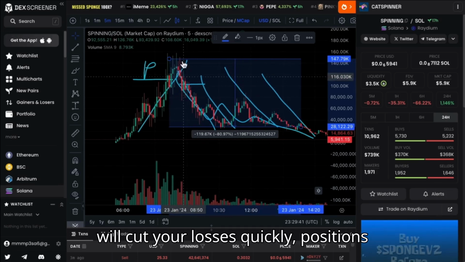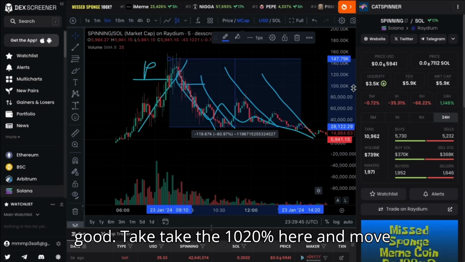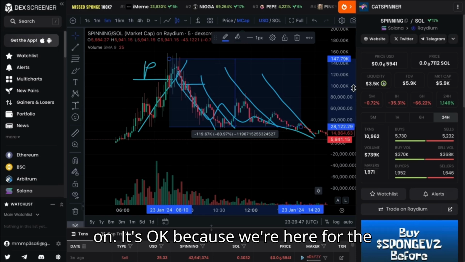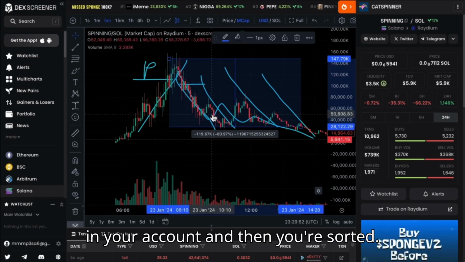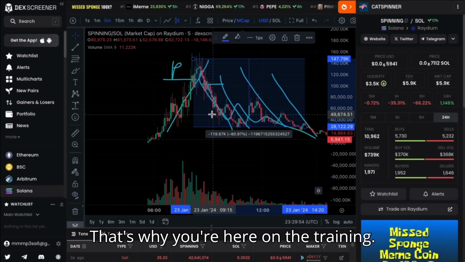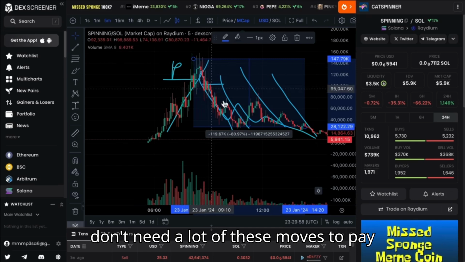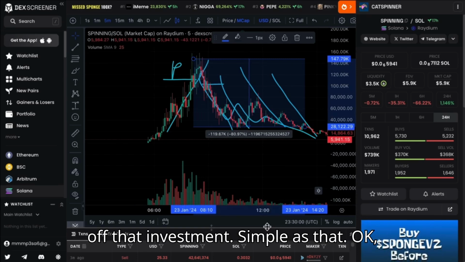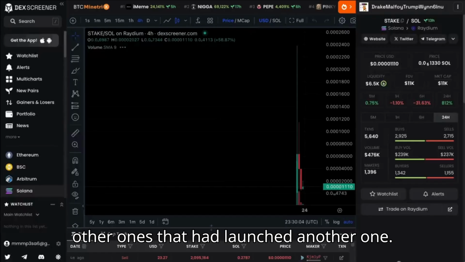You will cut your losses quickly. If a position's moving against you and it's not looking good, take the 10, 20% hit and move on. It's okay. Because we're here for the 2x's, 5x's, 10x's. Get a few of those in your account and then you're sorted. That's why you're here on the training. That's why this pays for itself. You don't need a lot of these moves to pay off that investment. Simple as that.